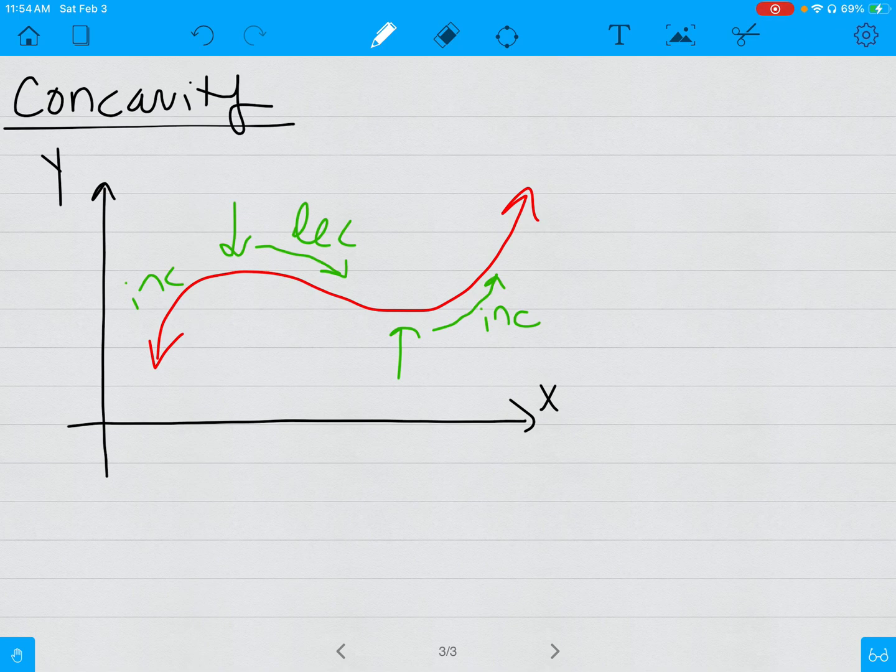Now, again, that's the idea of increasing and decreasing. That is not the same thing as concavity. So concavity, again, is looking at the way that the graph bends. And one of the easiest ways I think of to think about it is if you're looking at any particular part of the graph and you think, if I were to pour water into this part of the graph, would it hold the water or would the water fall off? That's kind of a way to think about concavity.